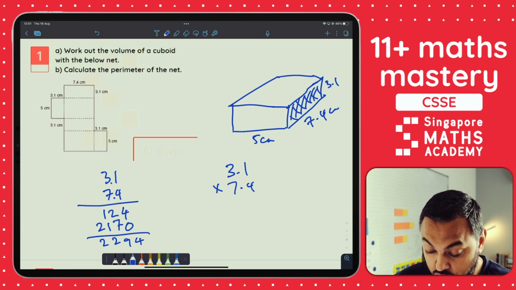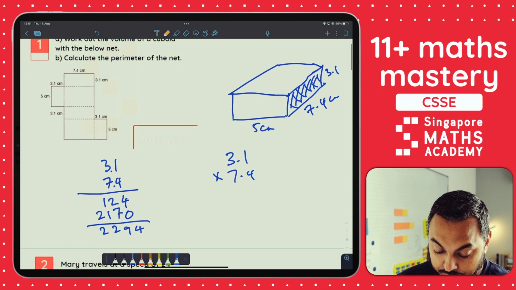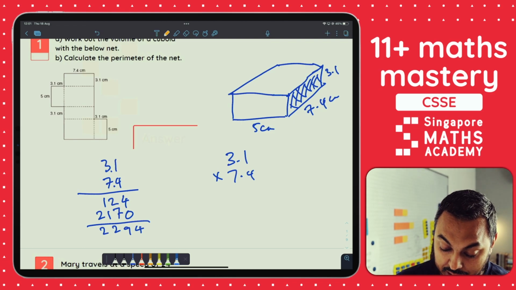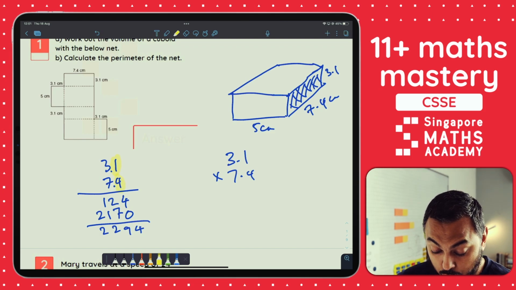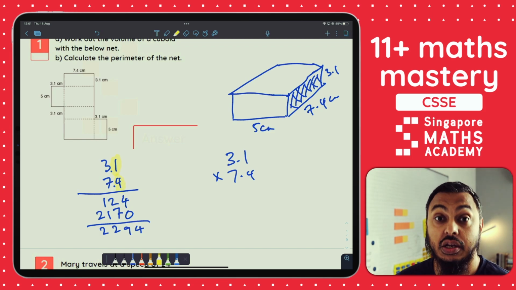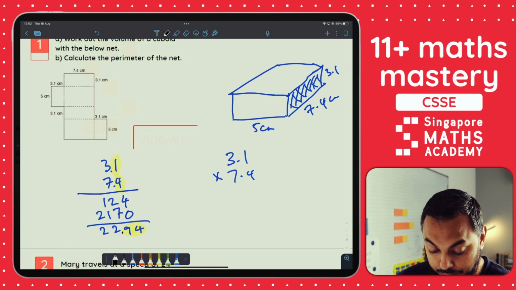Now, as it's 3.1 times 7.4, there's two ways I can think of this. In the question itself, there are 1 and 2. There's 2 decimal places in my question, digits after the decimal point in my question. So there will be 2 digits after the decimal point in my answer as well. Okay, so it'll be 22.94.